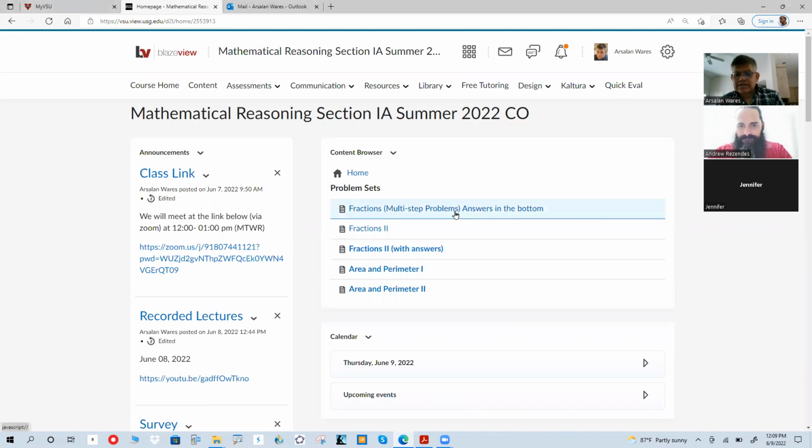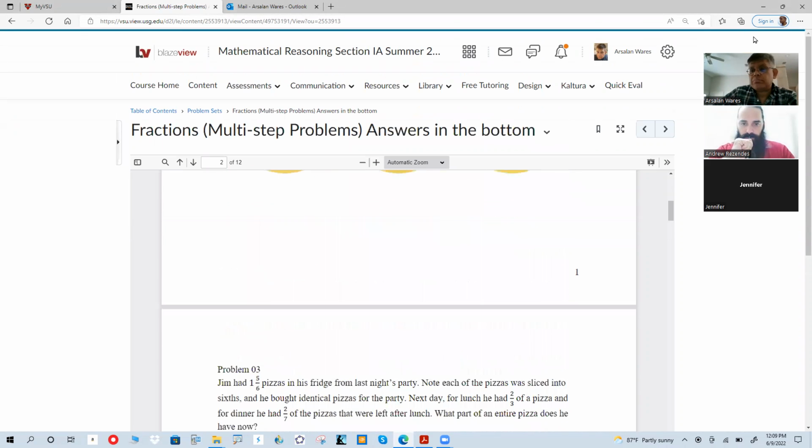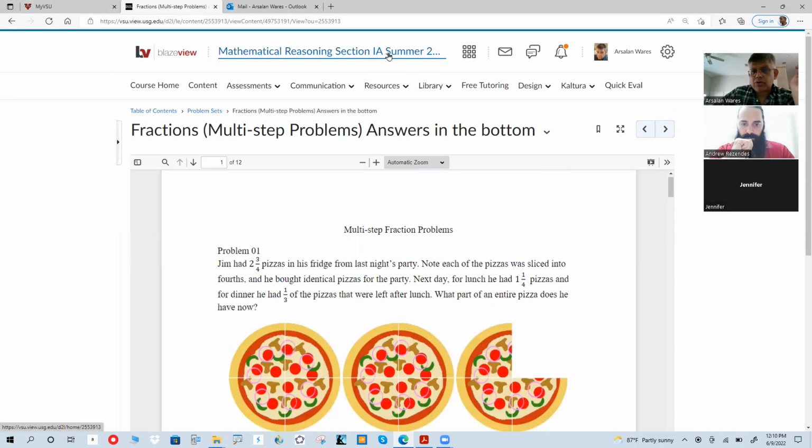So this set, fractions, multi-step problems, it's not something I am going to go over. I do it because this class is designed for early childhood majors as well. So we're not responsible for it, but if you're going to be a middle school teacher, you can take a look at it, use it, the answers are at the bottom. Having said that, I'm not going to give you anything from here on the exam.